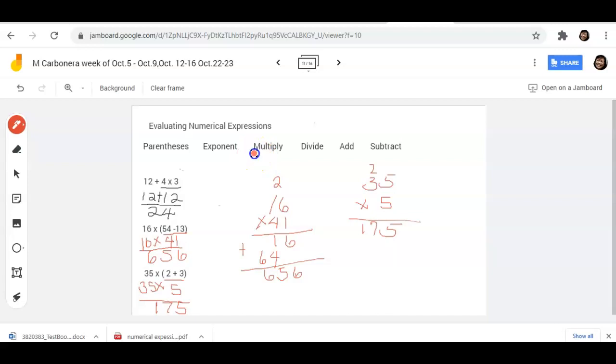As I have told you, multiplication and division can be switched, and addition and subtraction can be switched depending on which comes first. So the MD could be DM, which means divide and multiply if division comes first. AS can be SA. Okay, remember the rule for evaluating numerical expressions is PEMDAS. The MD could be DM and AS could be SA.